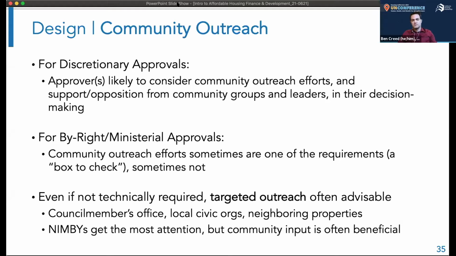Certainly your city council member's office is going to want to know what's going on, especially if you have city or local funds supporting the project. Local civic organizations, a PTA at a local school, especially if it's family housing, religious institutions, a senior center, YMCA, that type of thing. And neighborhood associations, they'll want to know, even if not everybody is supportive of the project. Most will say that they would appreciate knowing about it ahead of time. And the neighboring properties in particular.